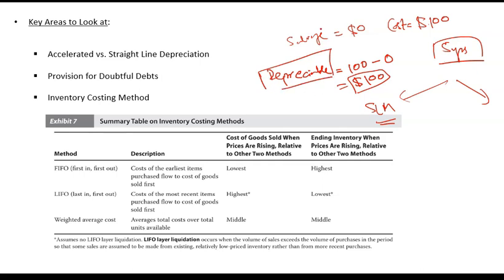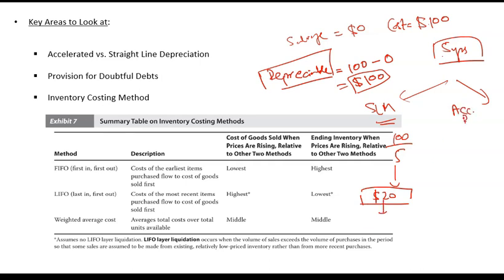Now there can be two methods. First is the straight line method. In the straight line method, you simply divide this expense over the life of the asset. So for 5 years, I have to charge $100 of expense. Each year I should be charging 100 divided by 5, that is $20. So each year the expense will be $20 only.